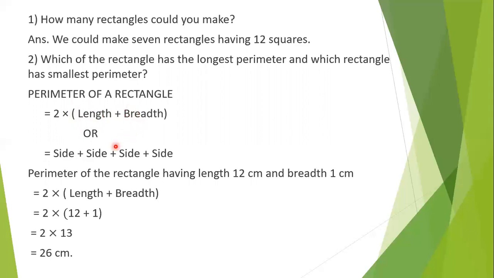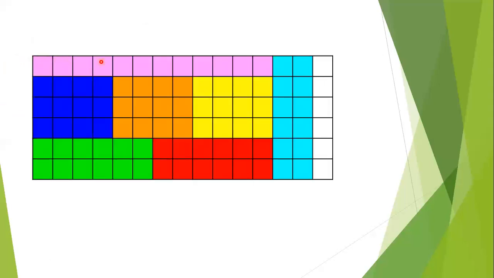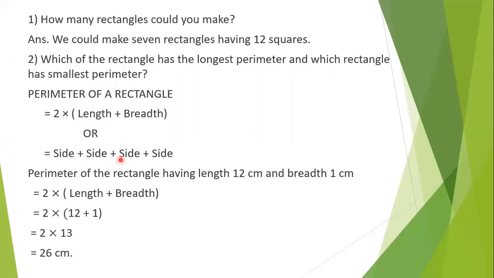Now, how many types of rectangles we got? We got rectangles having 3 different measures. First one having 12 centimeter length and 1 centimeter breadth. The second one, 4 centimeter length, 3 centimeter breadth. And the third group has 6 centimeter length and 2 centimeter breadth.